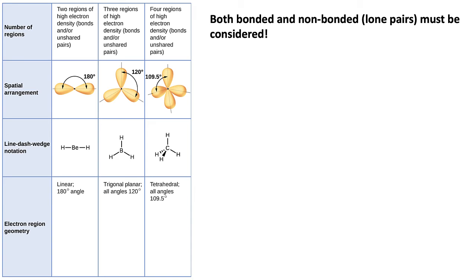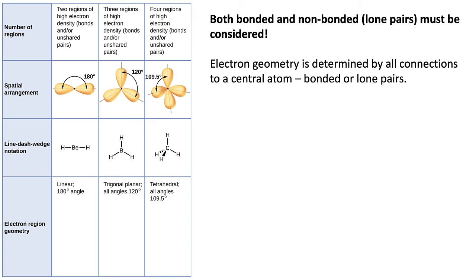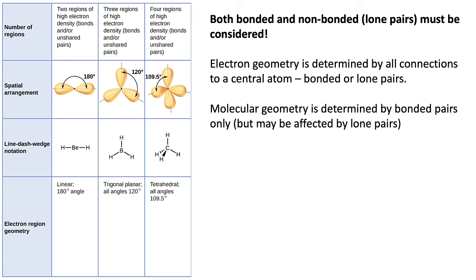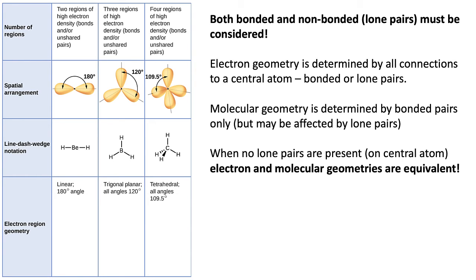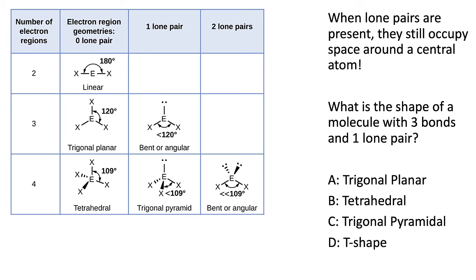And we should be getting pretty used to this tetrahedral geometry by now. Again, we want to determine these parent structures based on both bonding and non-bonding electrons. And we're going to call this the electron geometry, and we're going to determine the molecular geometry based only on the bonded pairs, but keeping in mind that they may be affected by the lone pairs. If there so happens to be no lone pairs, like in the example of CO2 on the previous slide, the electron and molecular geometries are going to be equivalent.